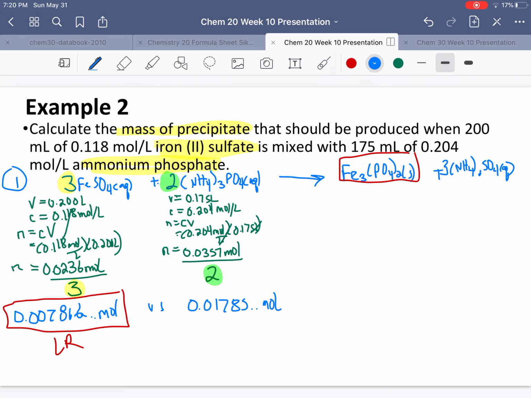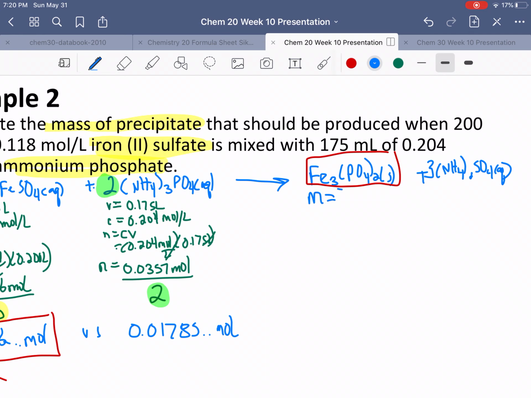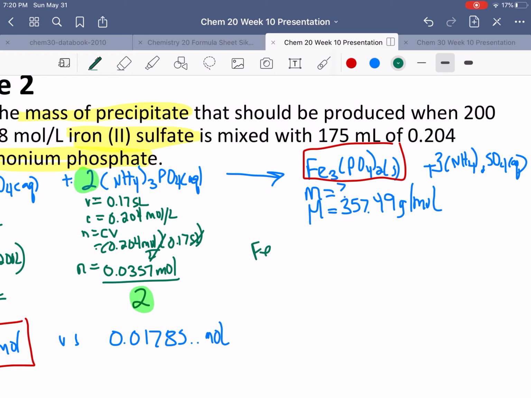That's our comparison. Now, take a little note. The whole goal of the question is the mass of this thing, so I always like to get the molar mass before I keep going. So it's 357.49 grams per mole. That way I already have it ready to go when I need it. Okay, let's compare these ratios. The iron 2 phosphate as compared to the iron 2 sulfate. It is a 1 mole to a 3 mole ratio, as we can see by the coefficients.